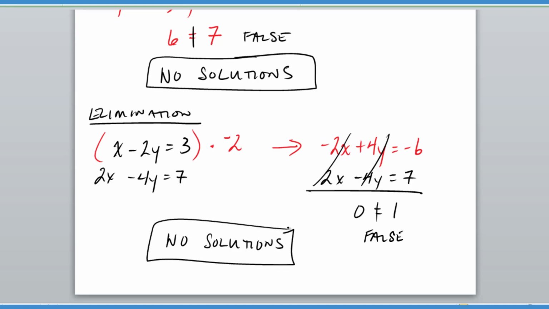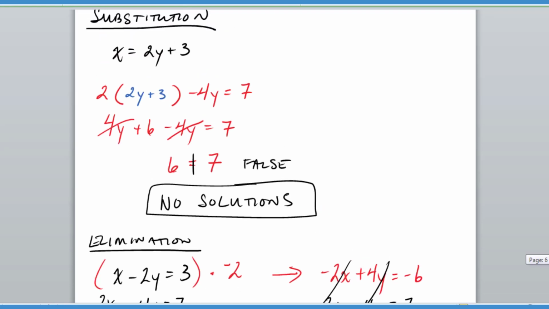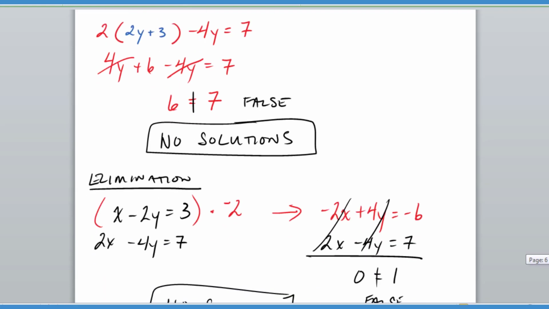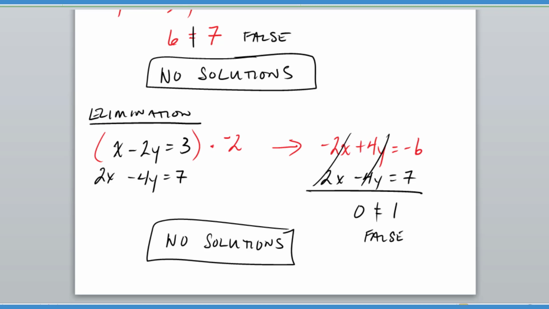Okay? And so whether you worked it in elimination style or you worked it with substitution, you should come out with the same final answer regardless. Alright, and that sums up systems of equations.